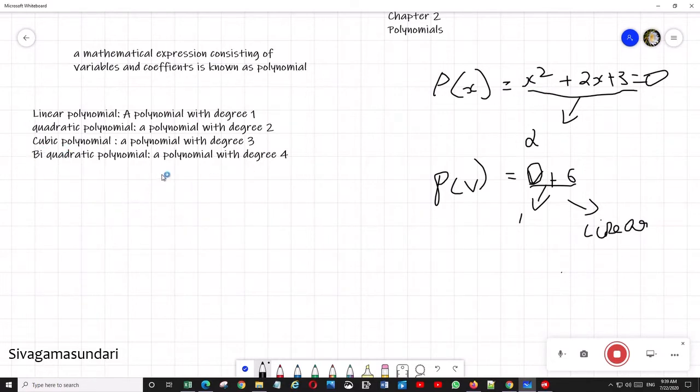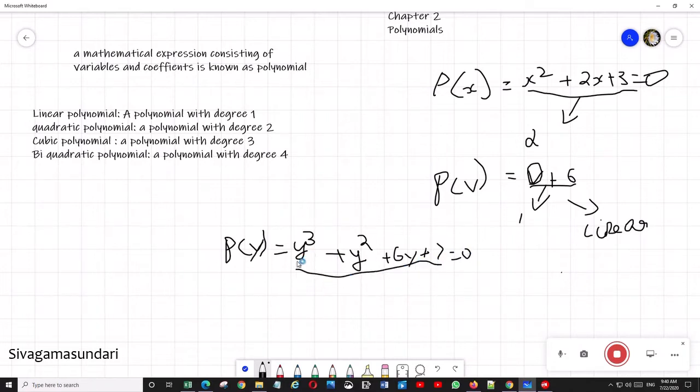Cubic polynomial. A polynomial with a degree of 3 is known as a cubic polynomial. P of y is y cube plus y square plus 6y plus 7 is equal to 0. This is an example of a cubic polynomial. The highest power of y in this polynomial is 3. Biquadratic polynomial. A polynomial with the degree of 4 is known as a biquadratic polynomial.